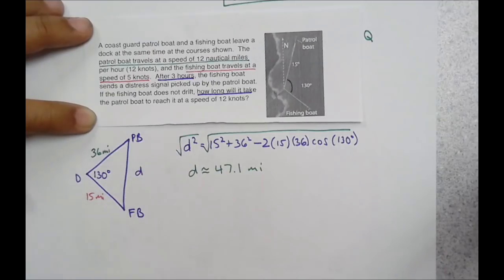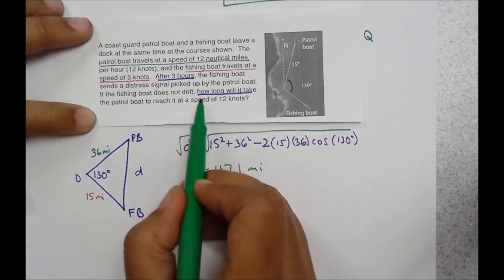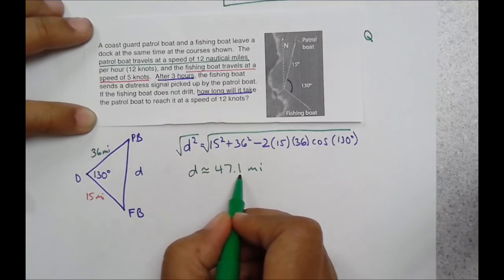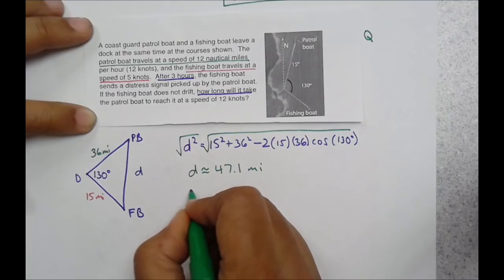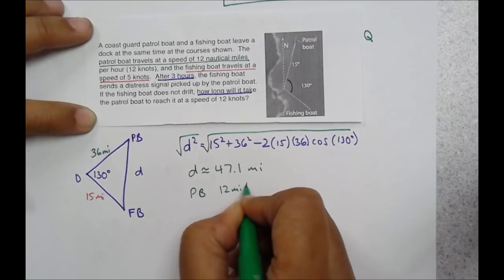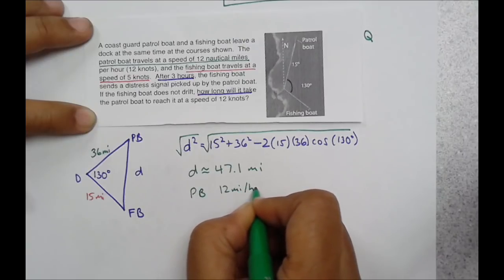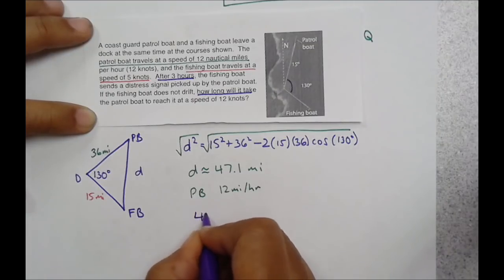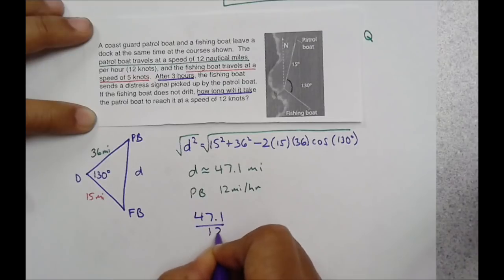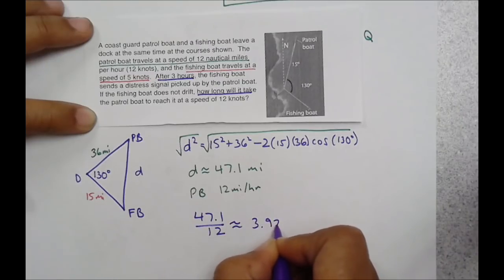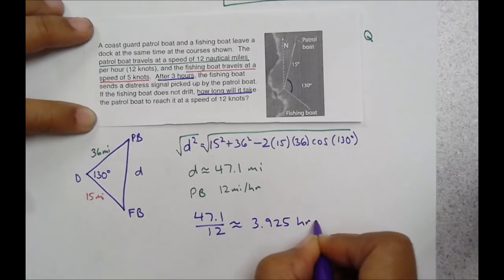That's the distance. But that's not the question. The question says, how long will it take? Well, if this distance is 47.1, keeping in mind that this patrol boat travels at 12 nautical miles per hour, I'm going to have to divide to find out how long it's going to take. So take the 47.1 divided by 12, which gets you approximately 3.925 hours.